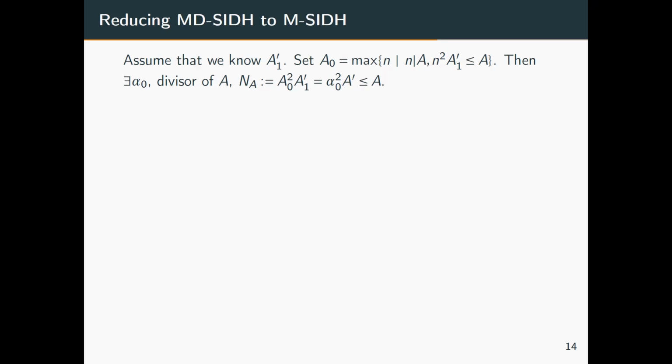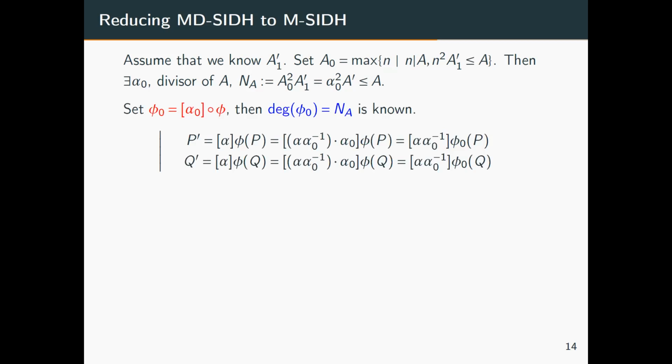element you have here. This element will be given by n square A1 prime. So if you set A0 to be the max of these elements, then there exists an alpha 0 such that this quantity A0 square A1 dash equals alpha 0 times the secret degree that you don't know, and this is still smaller than A. But the thing is that you can in fact find this integer. And why? Because you know the square free part. Since you know the square free part, then you know this NA.